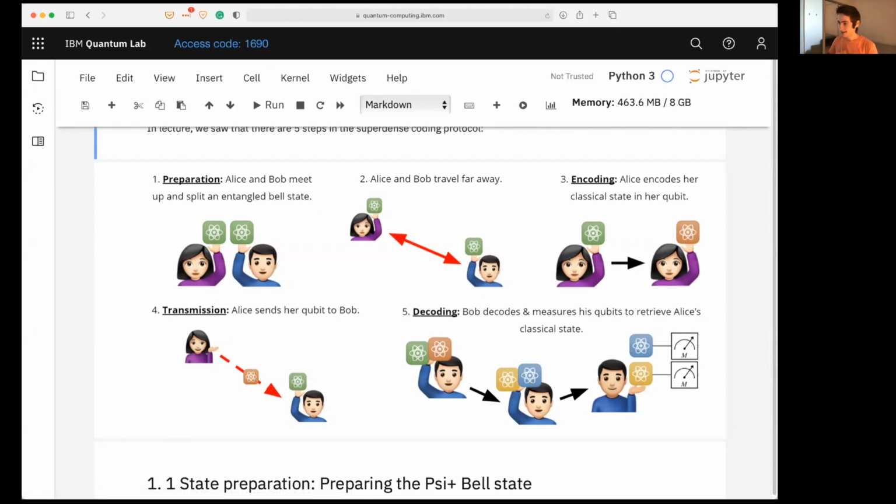Now, that's step two. I guess I just said they have to travel far away, right? And so it's this transmission from Alice to Bob. Now that they're no longer together, they need some way of transmitting a message to each other.